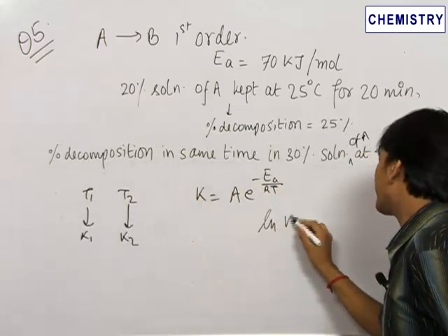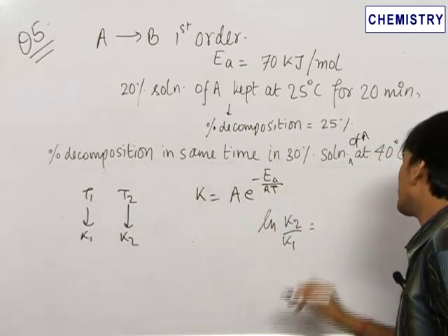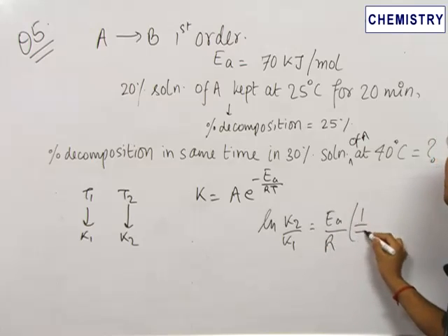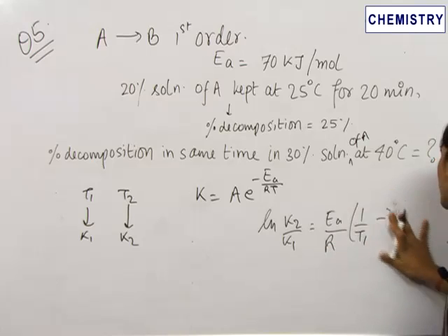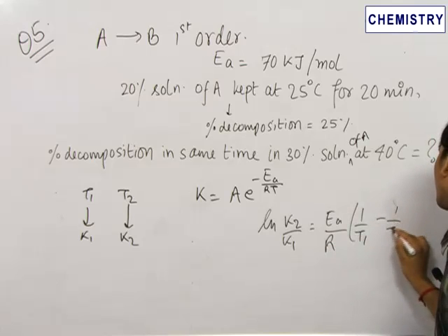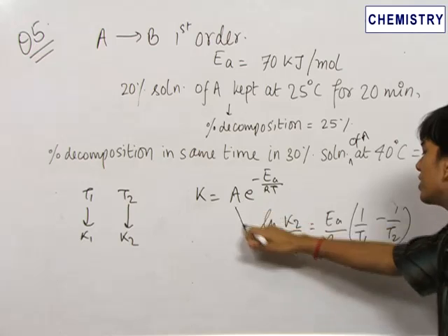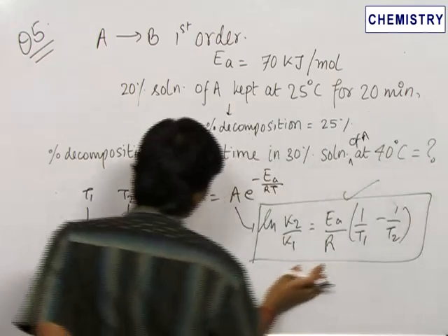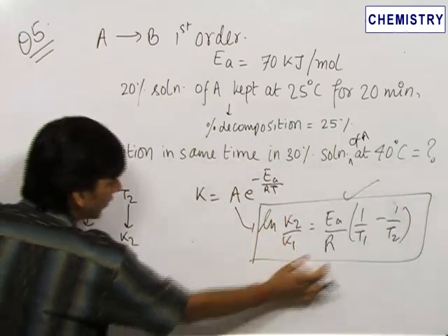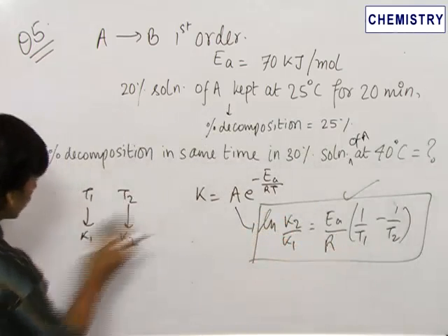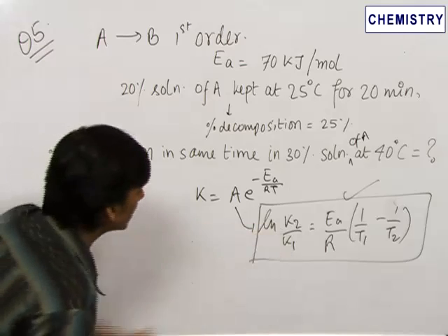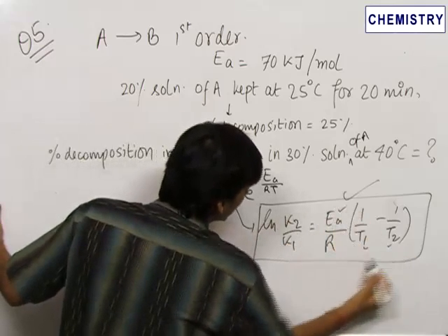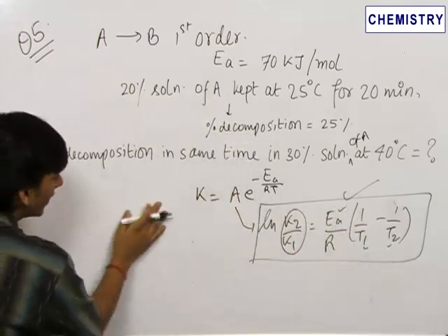We can write ln K2 upon K1 is equal to EA upon R into 1 upon T1 minus 1 upon T2. This can be easily derived from this formula. You should remember this very important result, which gives you the variation in the rate constant with temperature. So now if we apply this formula, we will get a ratio of K2 upon K1, since we know EA and we know T1 and T2, therefore we will get a ratio of K1 and K2.